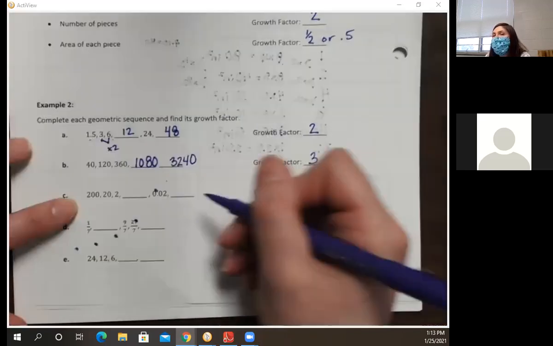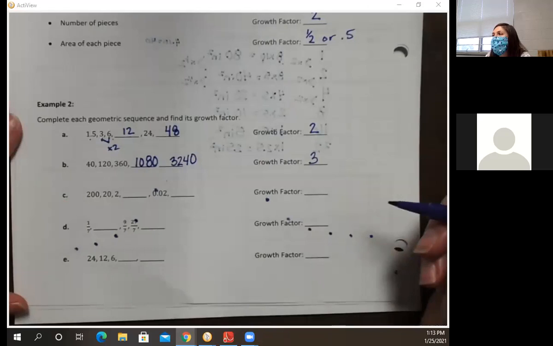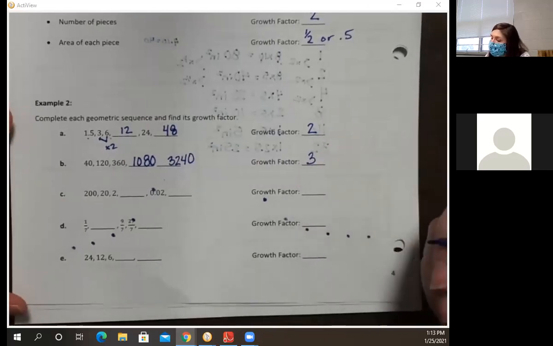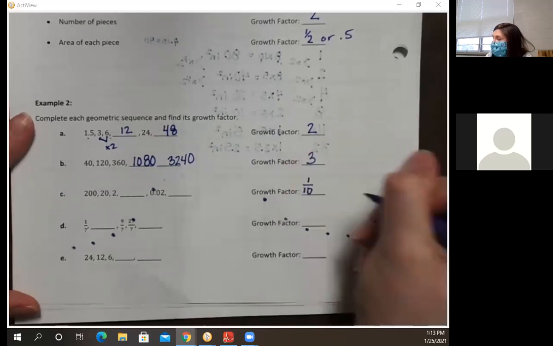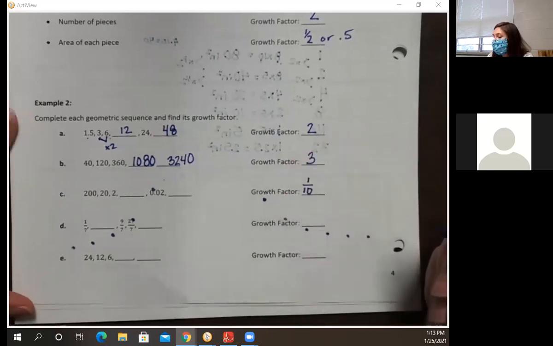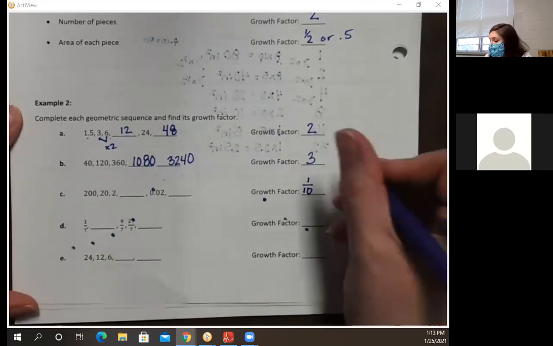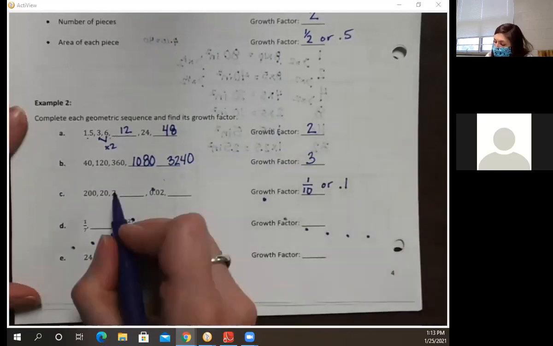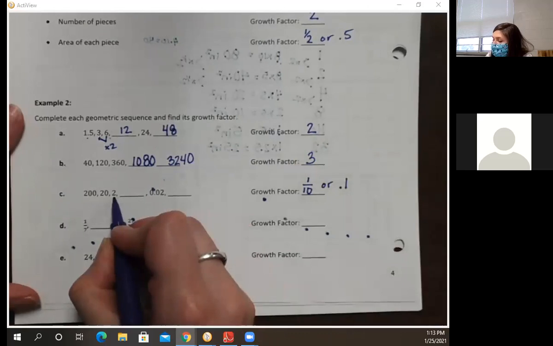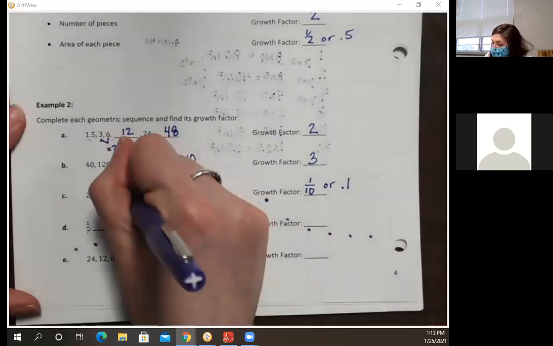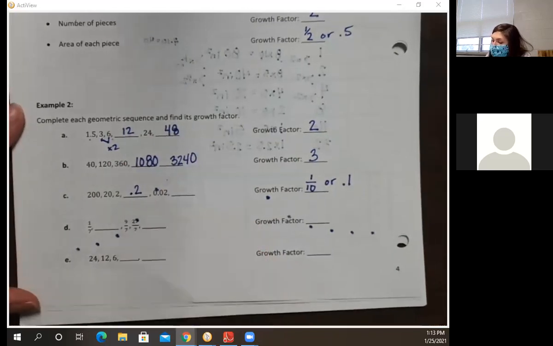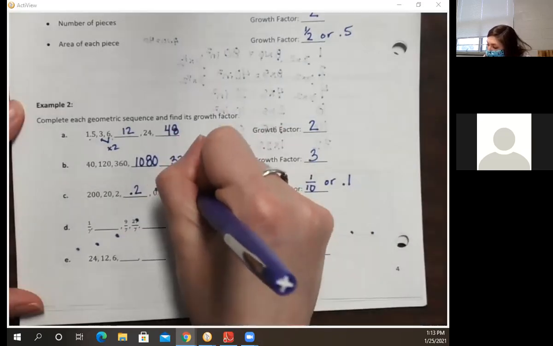How about C? How do I get from 200 to 20? We're dividing by 10. Since our growth factor always needs to be what we're multiplying by, I could write a growth factor of 1 over 10. So divided by 10 would be the same thing as multiplying by 1 over 10. Or if you like a decimal better, 0.1 would be 1/10. So 2 times 1/10 or times 0.1 would be 0.2. And then we have 0.02. Divide by another 10 and we would get 0.002.